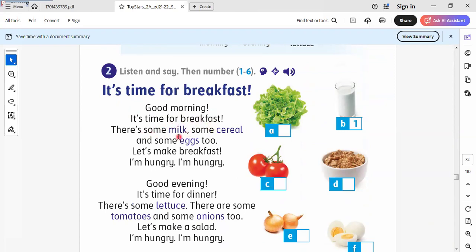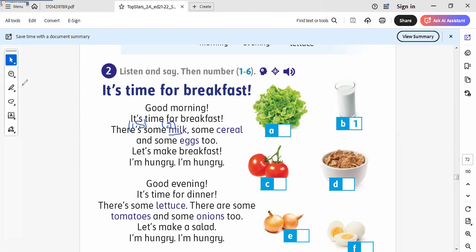So here I would like to say something related to the grammar of grade 2, which is uncountable nouns. Milk is an uncountable noun, so it is treated as singular, not plural. So here we say there's, which is the abbreviation of there is. Milk must be treated as singular, so we say there is some milk.